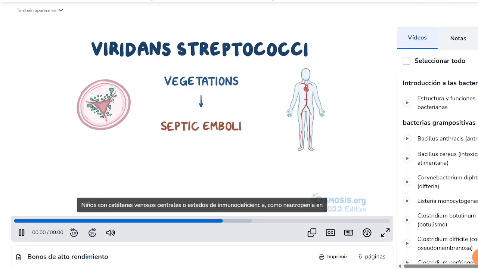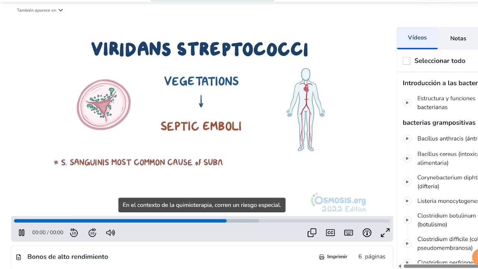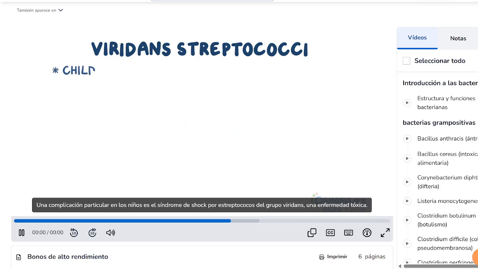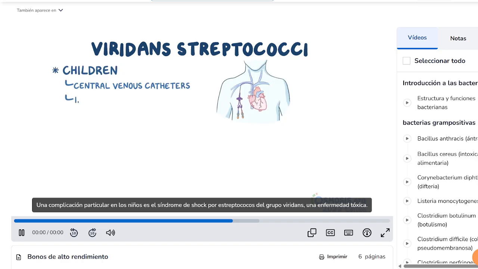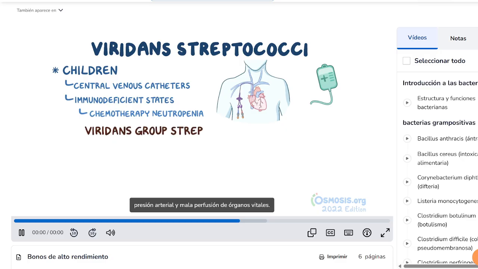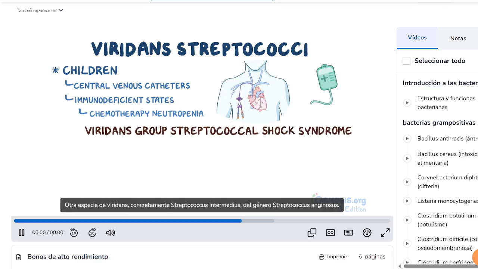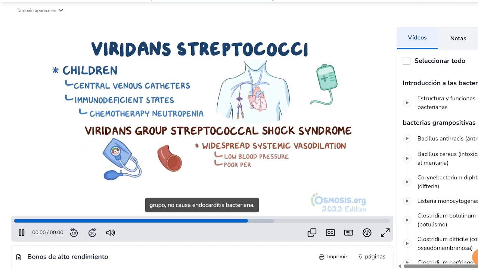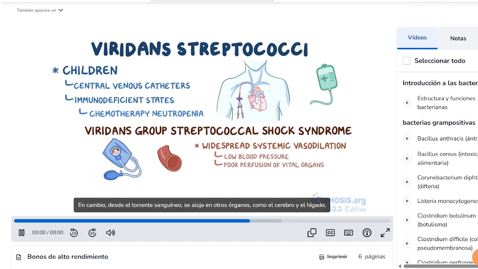In fact, viridans streptococci, especially Streptococcus sanguinis, are the most common cause of subacute bacterial endocarditis in both adults and children. Children with central venous catheters, or immunodeficient states, like neutropenia in the context of chemotherapy, are especially at risk. A particular complication in children is viridans group streptococcal shock syndrome, a toxic shock-like syndrome characterized by widespread systemic vasodilation, which leads to low blood pressure and poor perfusion of vital organs.